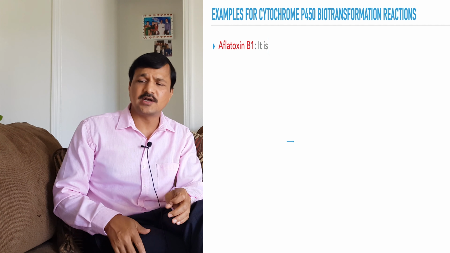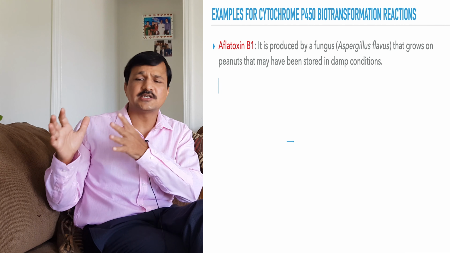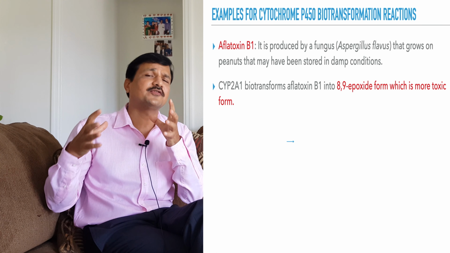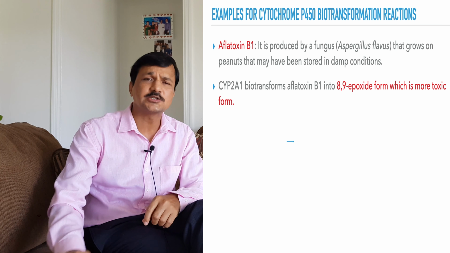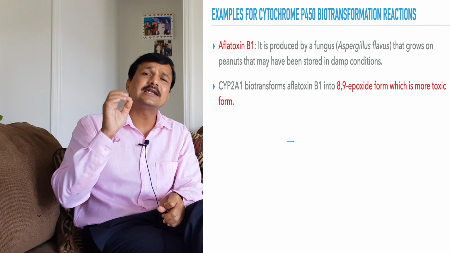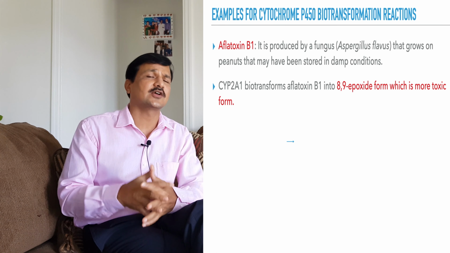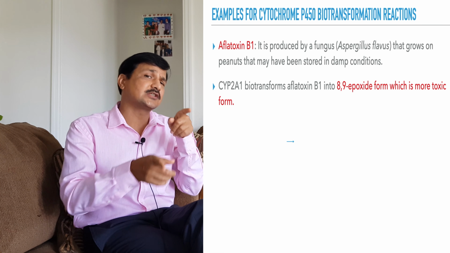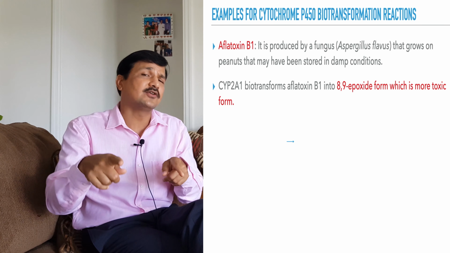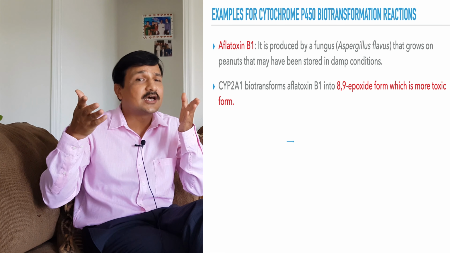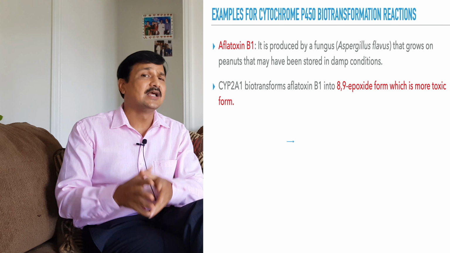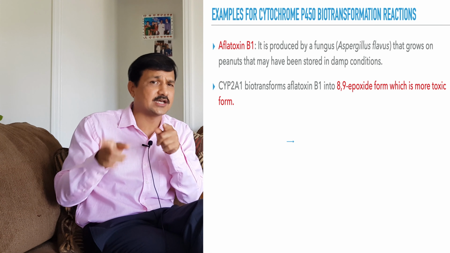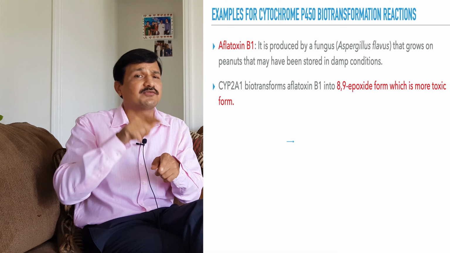It is produced by the fungus Aspergillus flavus that grows on peanuts under damp conditions. What happens is the cytochrome P450 enzyme biotransforms aflatoxin B1 into aflatoxin B1 8,9-epoxide, which is more toxic than aflatoxin B1. So the aflatoxin B1, a less toxic molecule, is actually converted into a more toxic form by the cytochrome P450 enzyme. This is toxification, not just detoxification by cytochrome P450. As I was explaining before, there is toxification also.